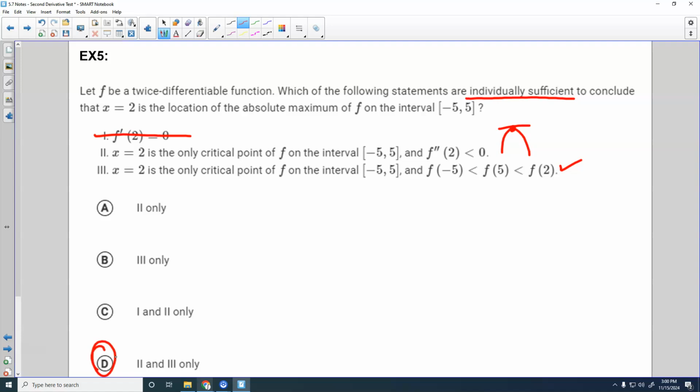All right. And depending on the information they've given you, sometimes it's better to use the old test that we've had, and then sometimes there's not enough information for that, so you have to use the second derivative test.